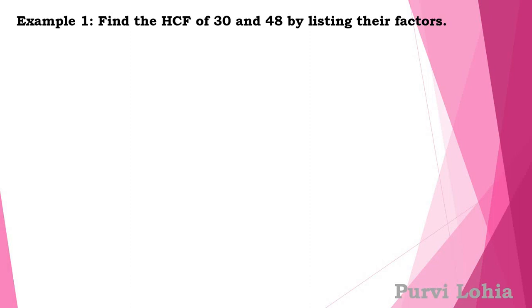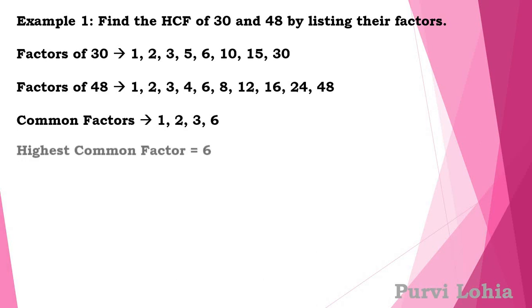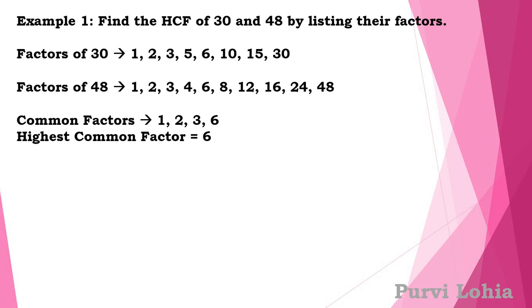Example 1. Find the HCF of 30 and 48 by listing their factors. So let us list the factors of 30. They are 1, 2, 3, 5, 6, 10, 15, 30. Factors of 48 are 1, 2, 3, 4, 6, 8, 12, 16, 24 and 48. Now what are the common factors in this? The common factors are 1, 2, 3 and 6. And which is the highest one? Correct, 6. So highest common factor is 6.